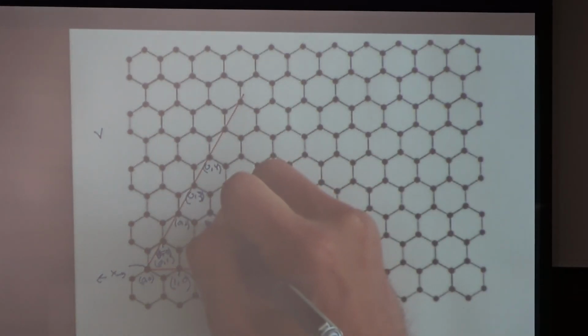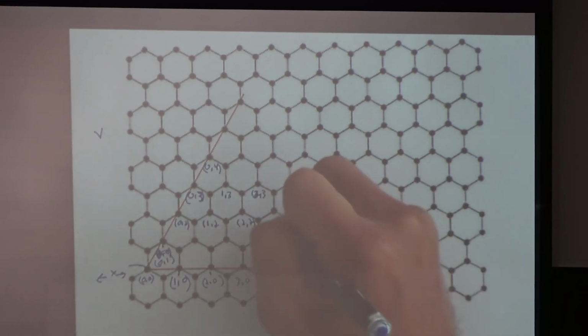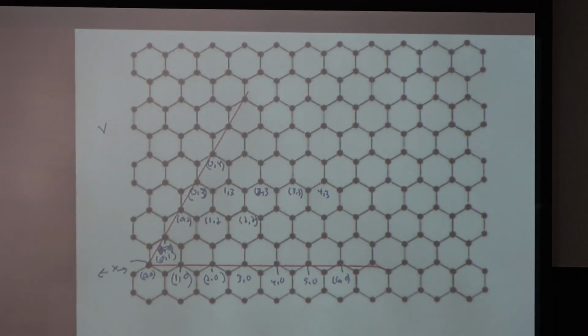Similarly, this is going to be 1, 2, 2, 2. So if I was to then draw from 0, 0 to 1, 1 to 2, 2 to 3, 3, it would be like this.